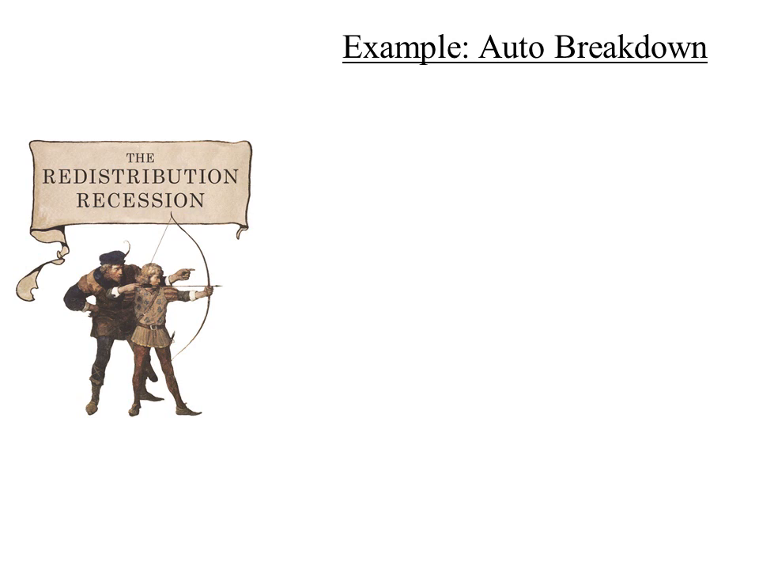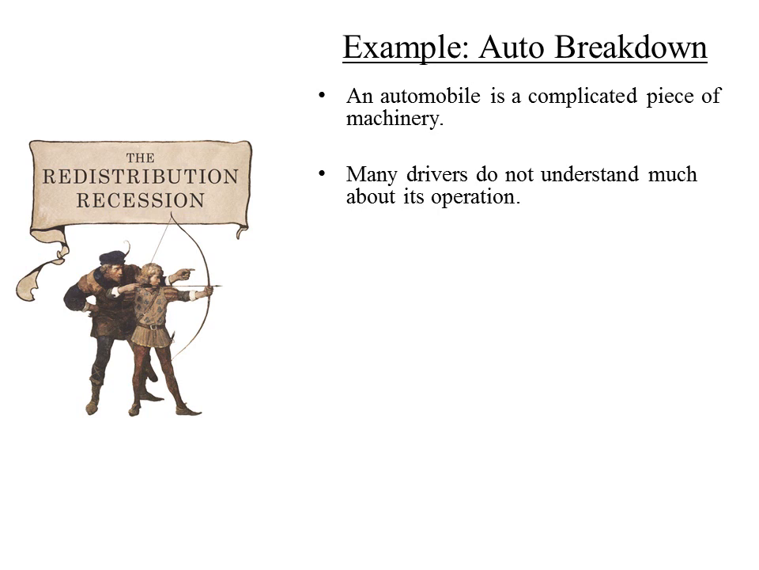Here is an example from a driver who experiences an auto breakdown. For the purposes of this example, let's recognize that an automobile is a complicated piece of machinery. Many drivers do not understand much about how this machinery operates. For example, they may understand that the vehicle runs on gasoline, but realize that they don't know much else about what makes the car move and keeps it running smoothly.